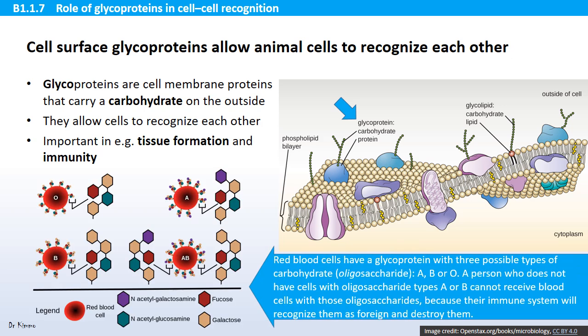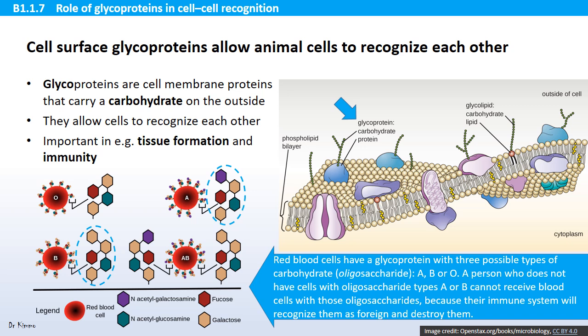One classical example of the role of glycoproteins in immunity comes from the ABO blood type system. If you have, for example, blood type O, you have this carbohydrate attached to one of the proteins on the surface of your red blood cells. Then you can receive blood type O from a donor, but you cannot receive blood type A or blood type B from a donor, because red blood cells of blood type A have a different carbohydrate on their surface, and blood type B another different type of carbohydrate on the surface.